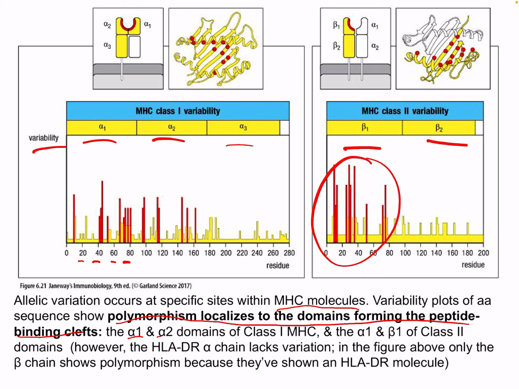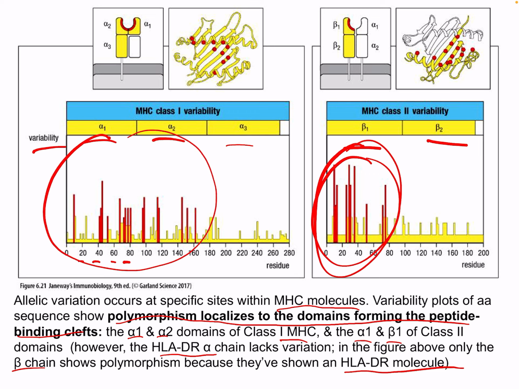So that is the alpha 1 and alpha 2 domains of the class 1 MHC, and the alpha 1 and beta 1 domains of class 2. However, HLA-DR alpha chains lack variation. In the figure above, only the beta chains show polymorphism because they're shown in an HLA-DR molecule. That's just a little nitpicky, but you can see here where the variation occurs, alpha 1, alpha 2, this is where we have that formation. And we can remember alpha 3 binds to the CD8.